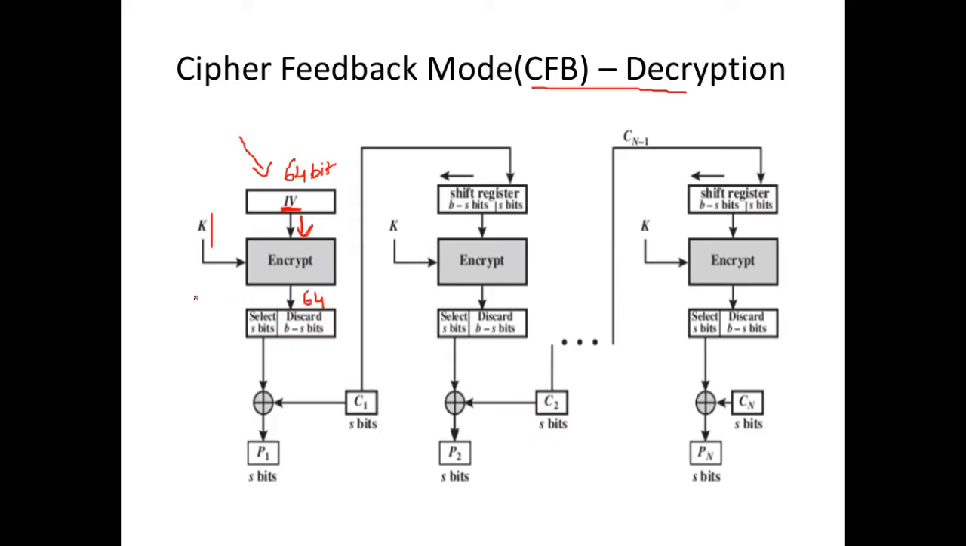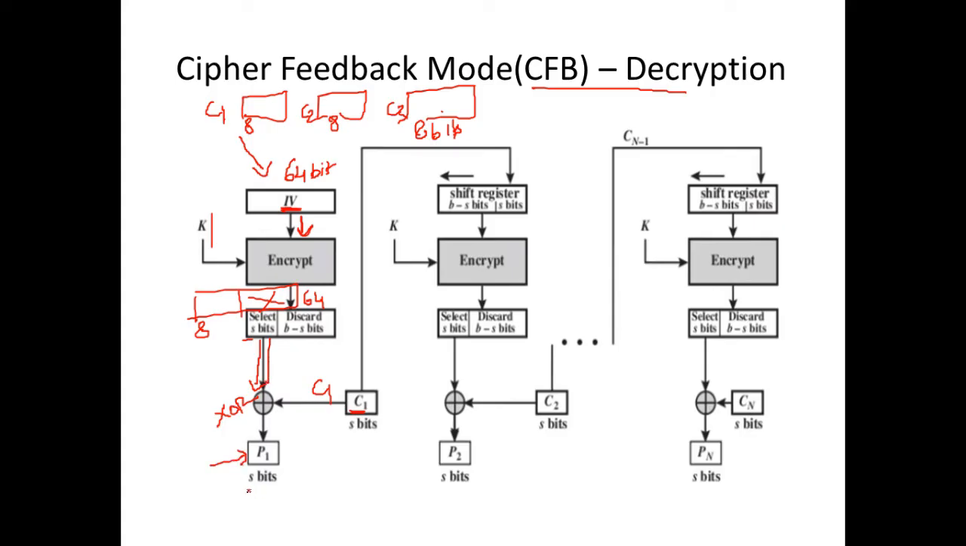So in this 64 bits of output, we are taking the first 8 bits. Say S is 8, we'll consider the first 8 bits, we'll discard the remaining 56 bits, and this output is now XORed with ciphertext C1. When you're talking about decryption, we are always working with ciphertext. So let's say we have streams of ciphertext here. C1 is 8 bits, C2 is 8 bits, and C3 is 8 bits, like that. So we take the ciphertext and perform an XOR with this output. We'll get our plain text of S bits.